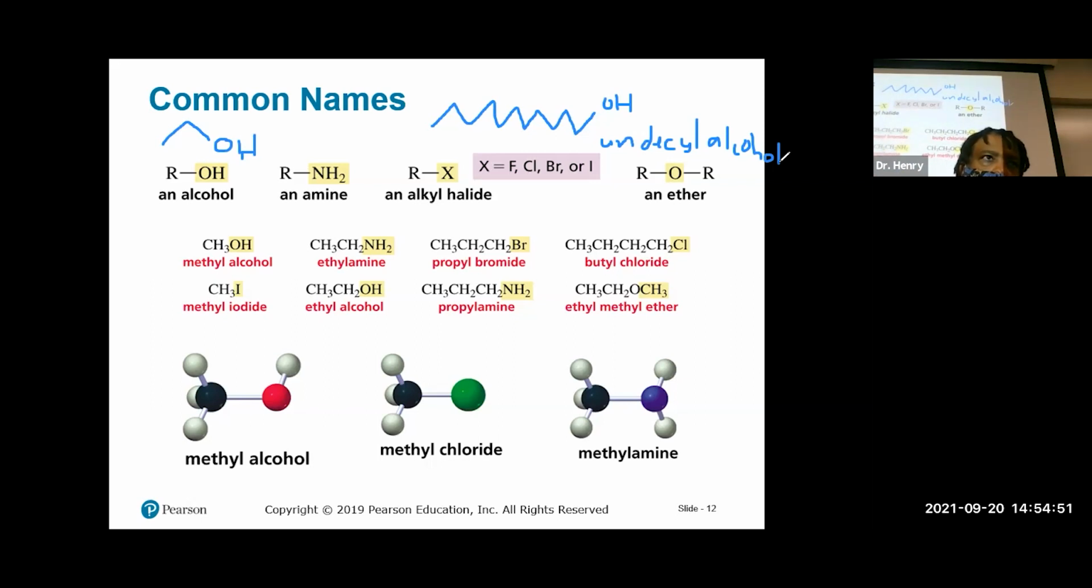Now the IUPAC name in this case would be, with carbons 1, 2, that guy would be ethanol. Ethane, because there are all single bonds. This guy would be undecane. I know, it's not exciting yet. Don't worry about it, it'll get fun.